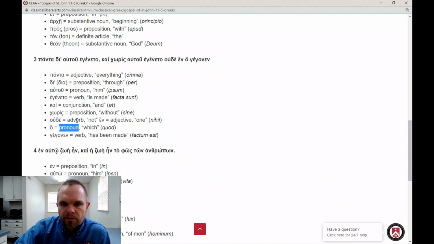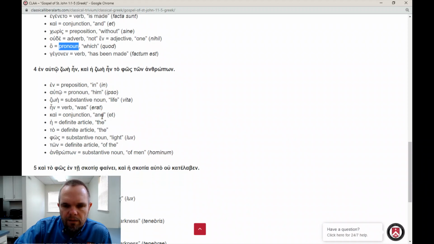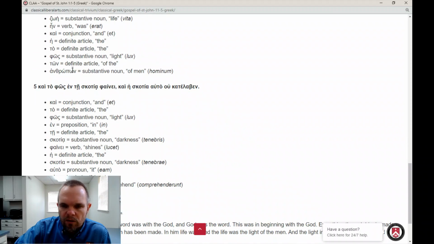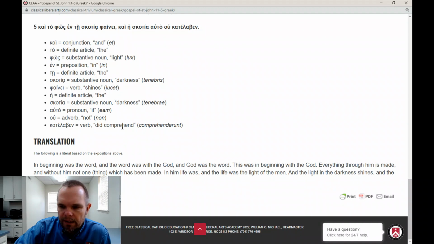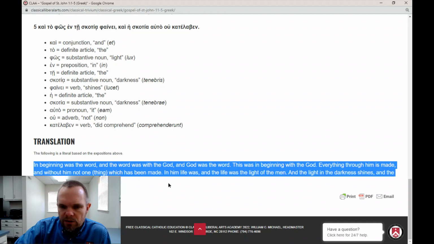So make sure you're careful and study the exposition one word at a time. Don't assume you know anything as you're getting started here, because it can be tricky. Make sure you read each entry in the exposition. Verse 4, En auto zoe ein kai he zoe ein tophos ton anthropon. Again, all of the exposition you need, all the way down through the end, and then at the bottom of the page, sorry if my picture's in the way, blocking this a little bit, but you have the English translation, which follows this exposition word for word.